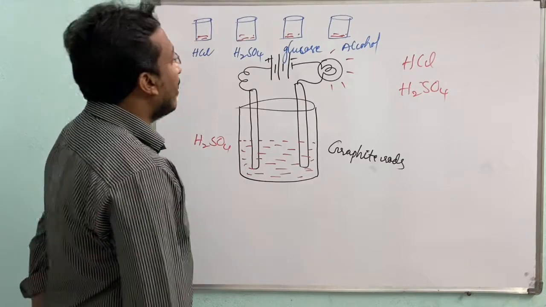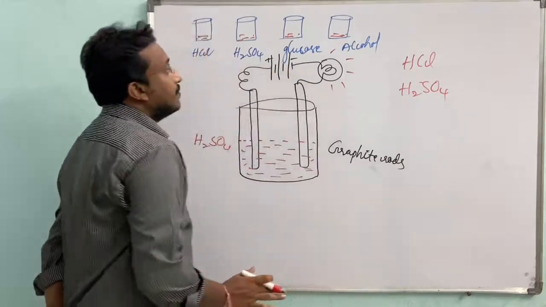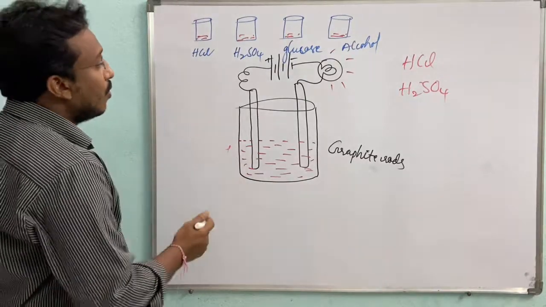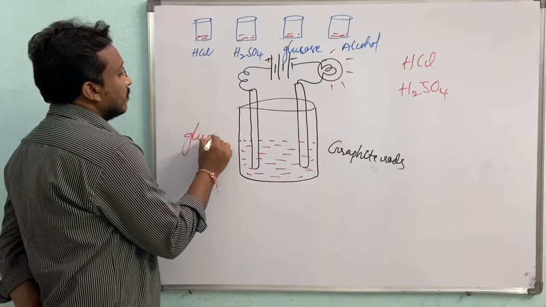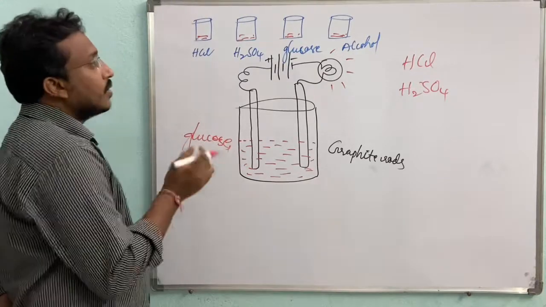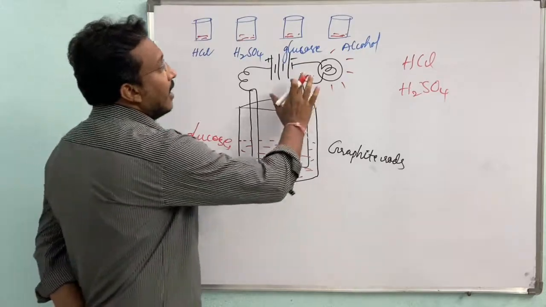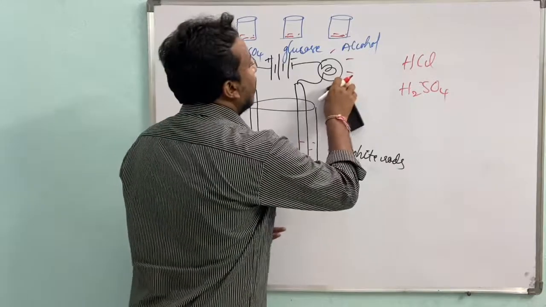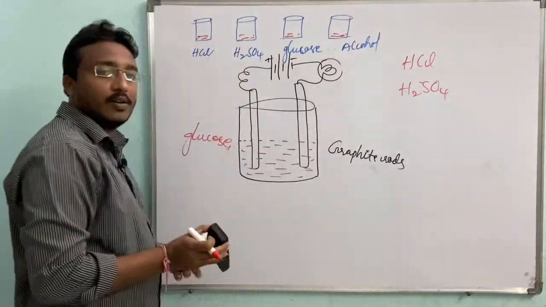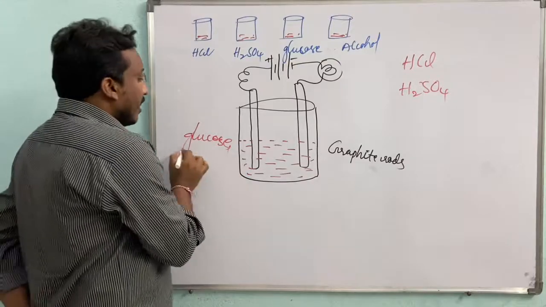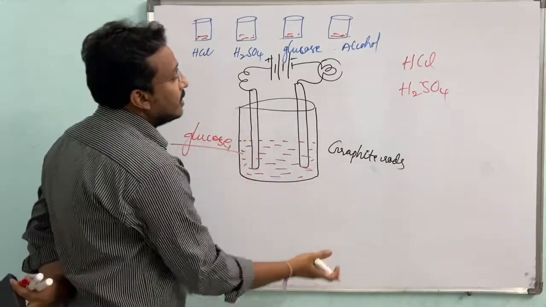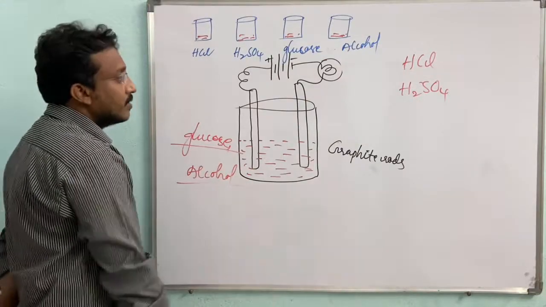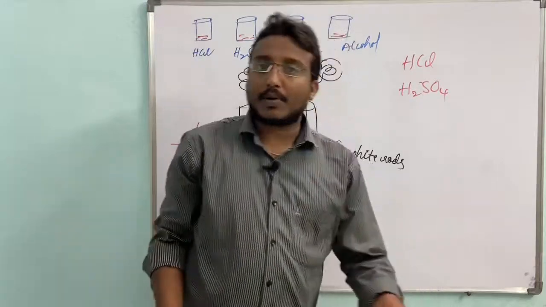Okay. Then remove the H2SO4 and take glucose in a beaker and observe the bulb. Then the bulb is off. Right? Then remove the glucose from the beaker and take alcohol. Then also the bulb will be off.